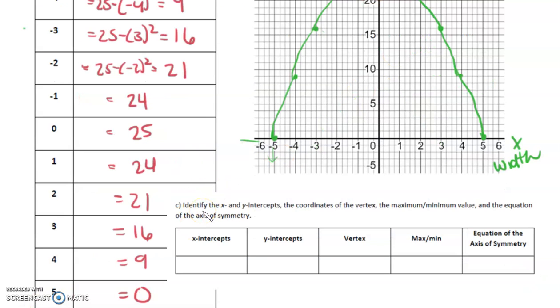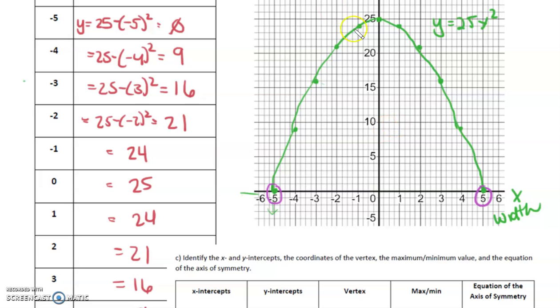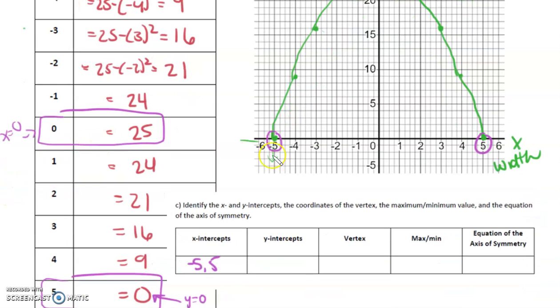Okay, I inserted the chart for part C. We're going to go ahead and identify the x-intercepts. I get -5 and 5. We can also identify them on the chart because they are the ones where y equals 0. The y-intercept, if we scroll back up, is definitely 25. On the chart, this is where x equals 0. So the y-intercept is 25. The vertex is (0, 25). Always list that as an ordered pair. X and y-intercepts we can just sometimes list.